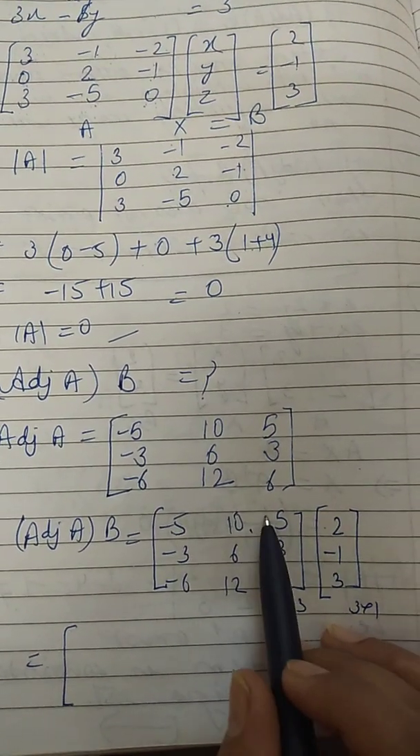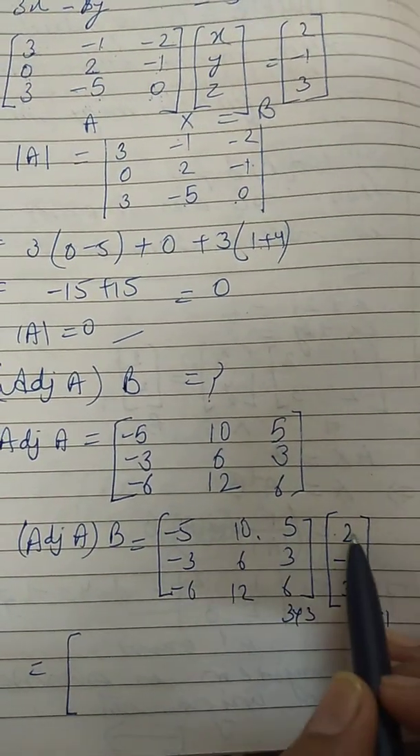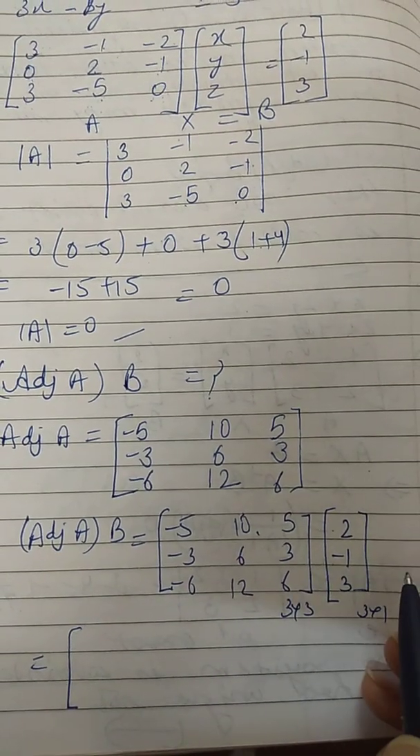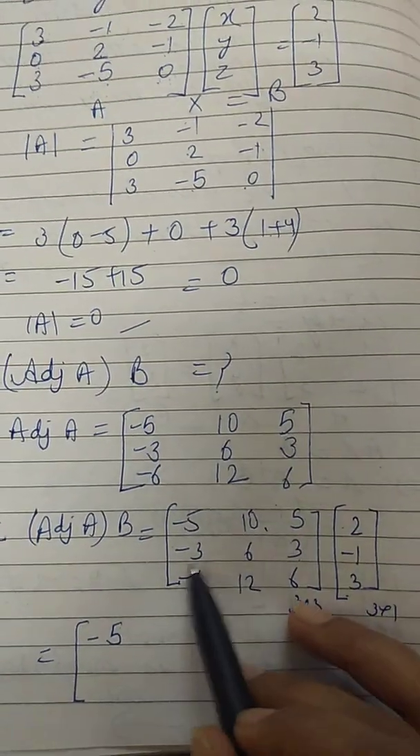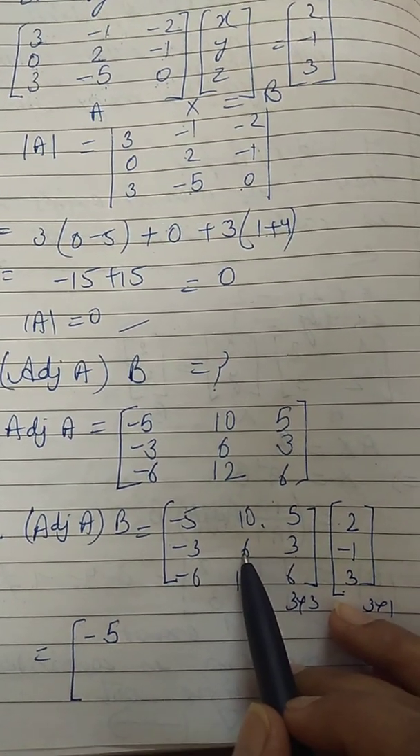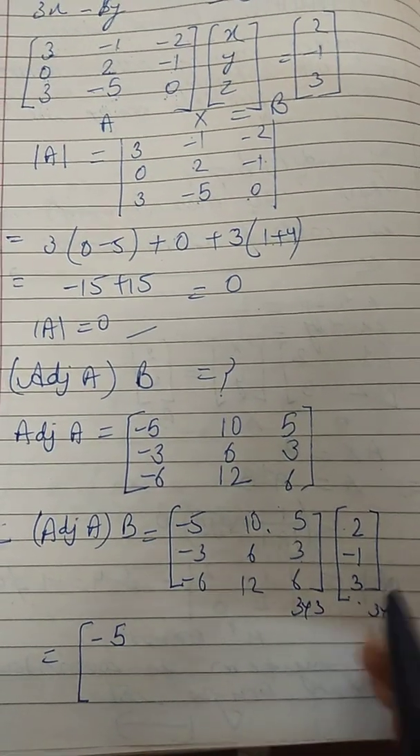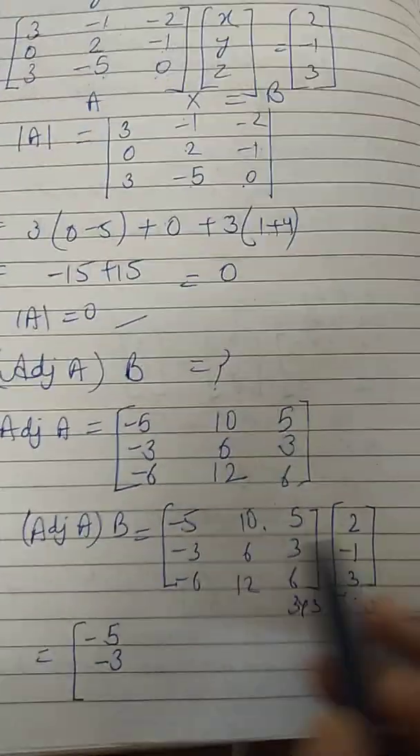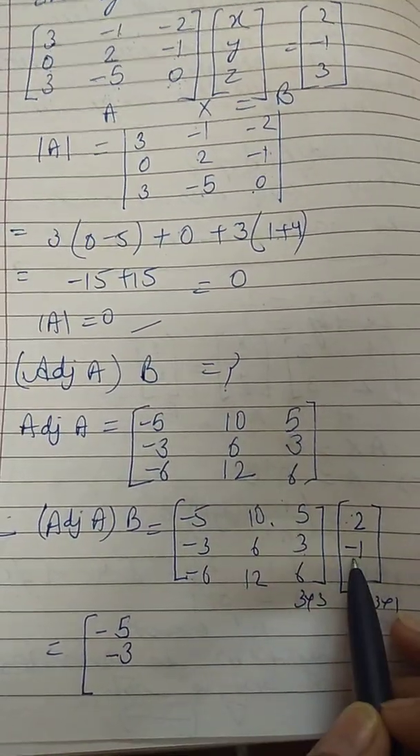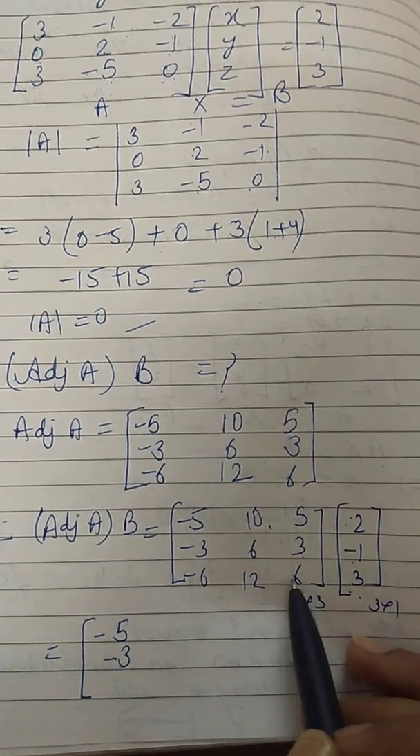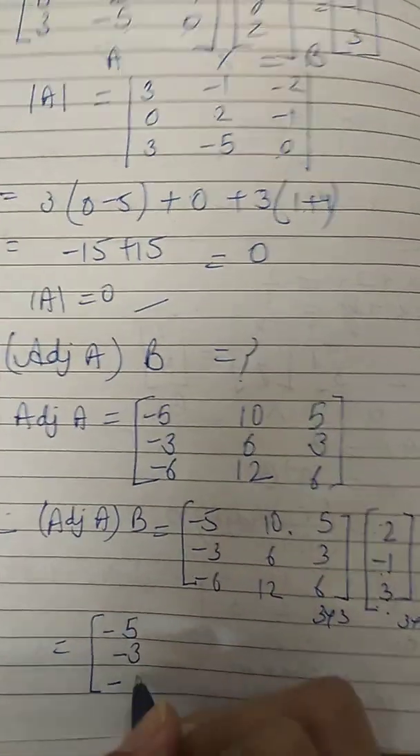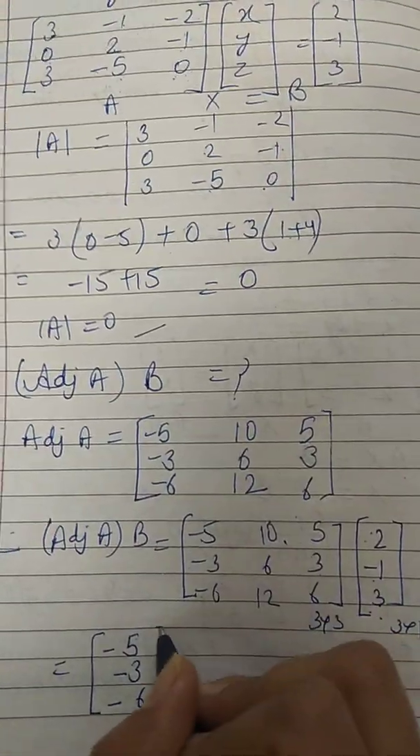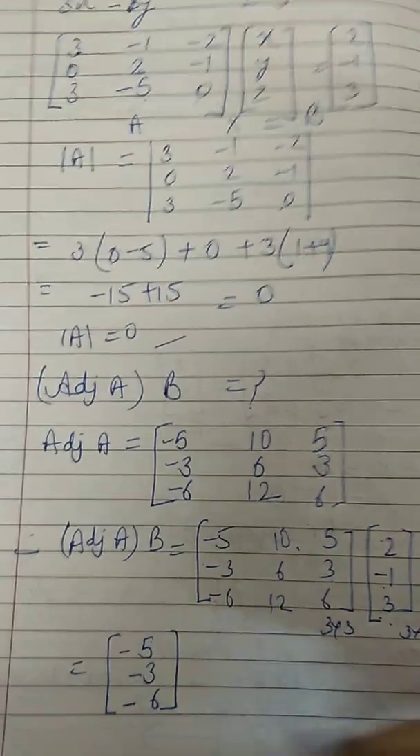minus 10 plus 15, minus 10 means minus 20, minus 20 plus 15 means minus 5. Second row will go now, minus 6 minus 6, minus 12 plus 9, minus 3, minus 12 minus 12, minus 24 plus 18, it will be minus 6, minus 24 plus 18.